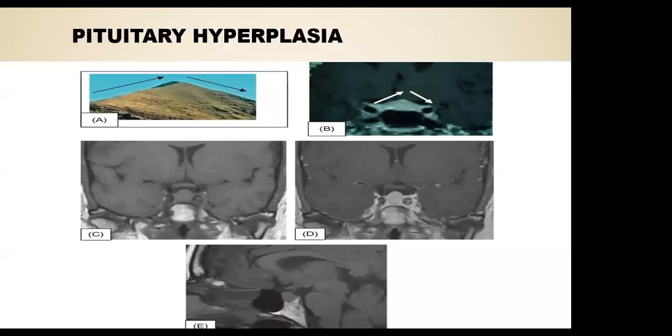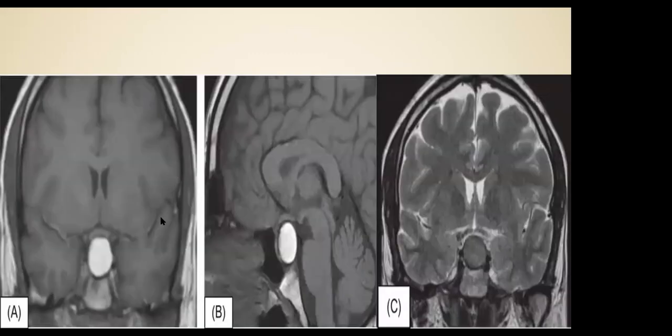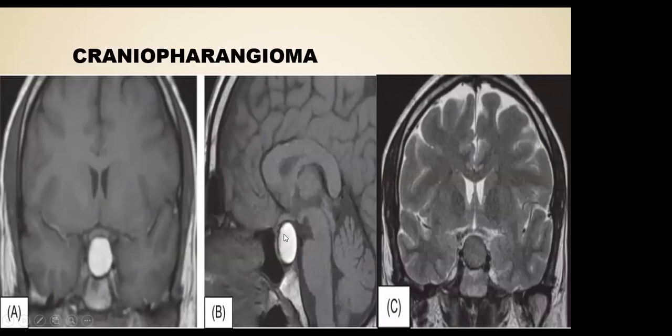This is a case of a hyperintense lesion in the T1 and not enhancing, and hypointense in the T2. And this is the craniopharyngioma. Due to the presence of the calcification, it will appear as hyperintense in the T1.